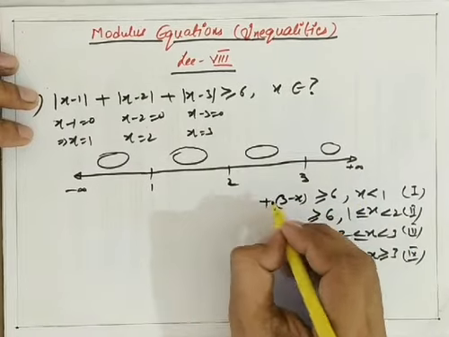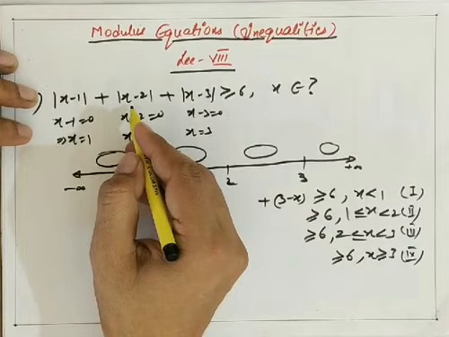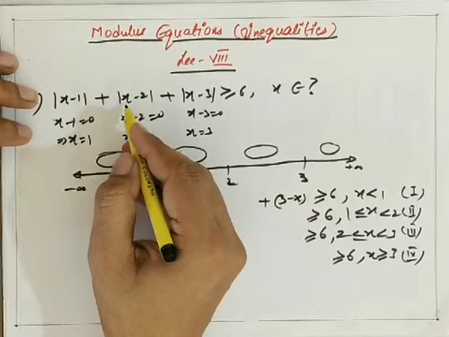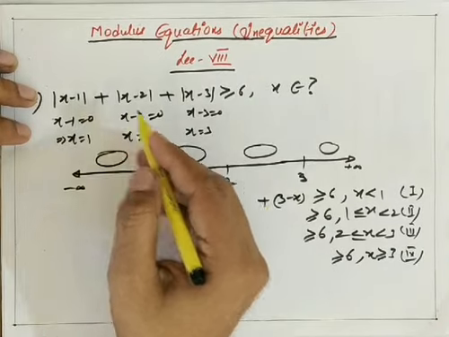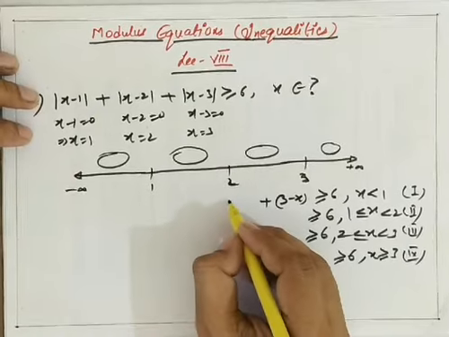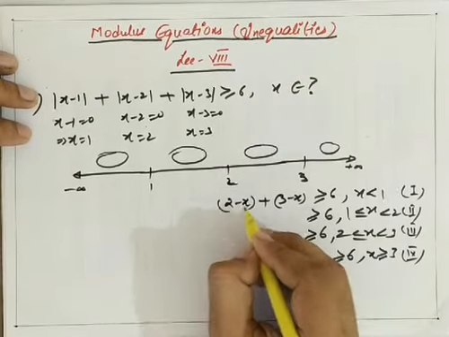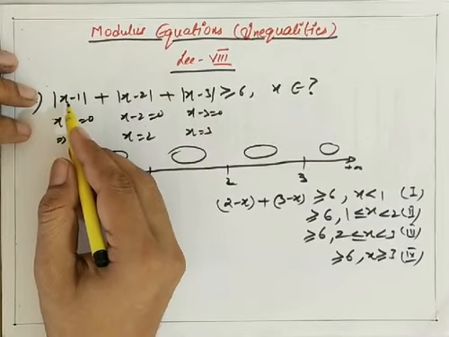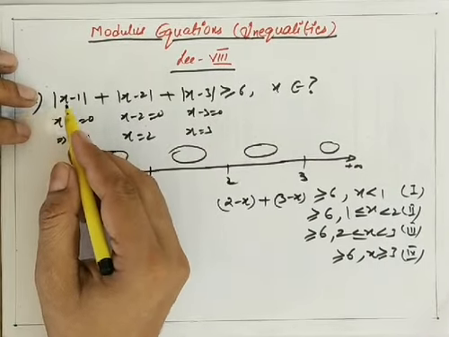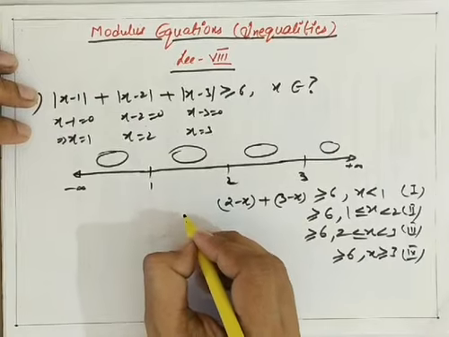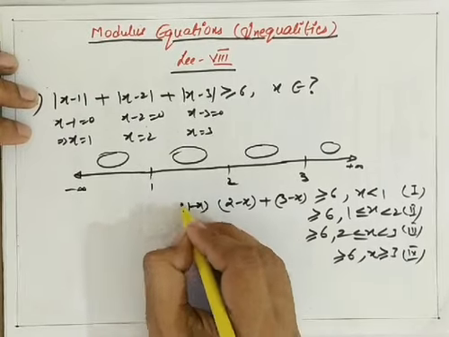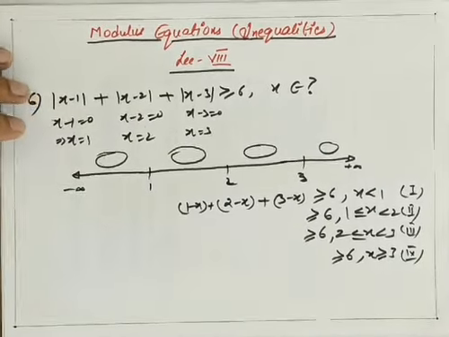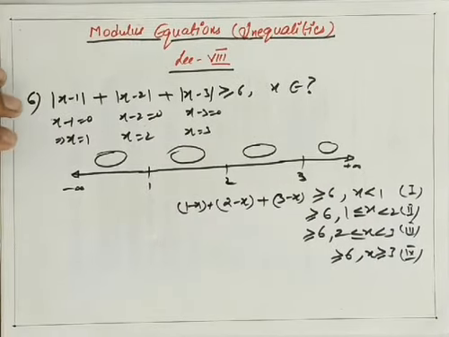Now let's see the next moduli, x minus 2. If I put 0 over here, I will get 0 minus 2 is minus 2 and mod of minus 2 is plus 2. So that means the equivalent function will be 2 minus x in this interval. Now let me put 0 over here, it is 0 minus 1, that is minus 1, and mod of minus 1 is plus 1. That means the equivalent function will be 1 minus x in this interval. So this is the inequality which is found for the first case.